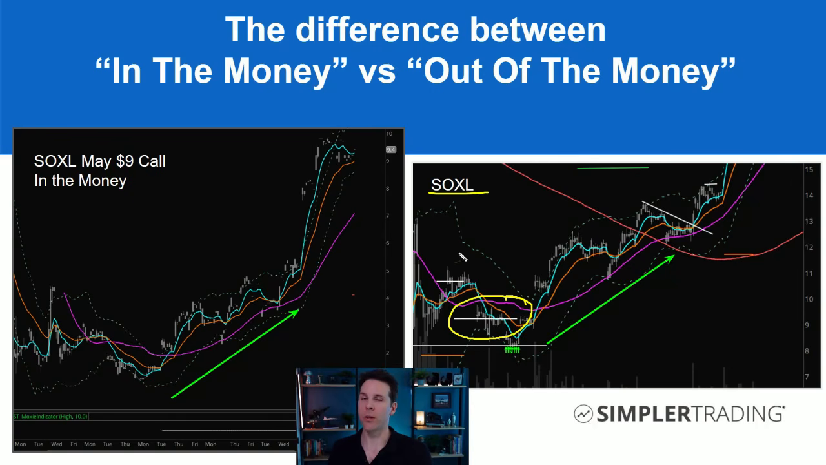So SOXL is the leveraged ETF of the semiconductors. Could have been SMH, could have been Tesla, whatever. It's kind of the same idea here. So this is when I originally put on the trade. You can see it's right about $9. So here's a $9 call.